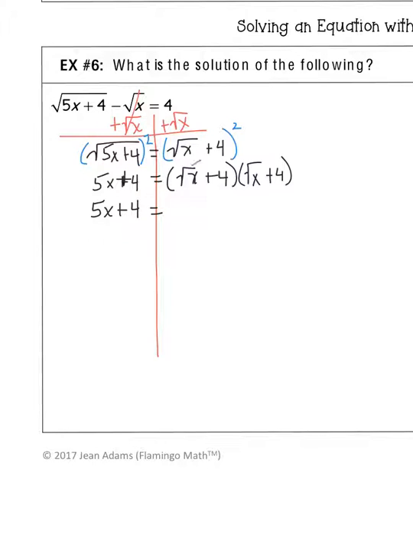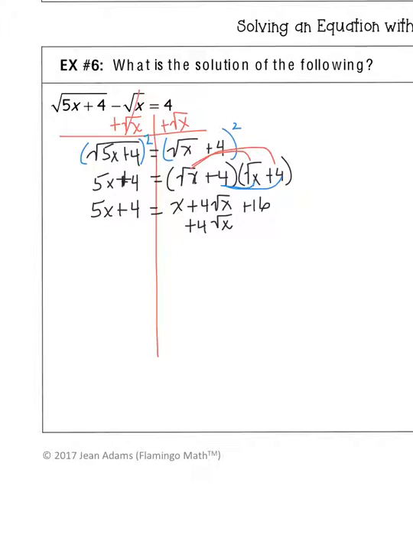So I am going to distribute this radical x to both items in the next parentheses. So radical x times radical x is just x. Radical x times 4 is a positive 4 radical x. Then 4 times radical x is another positive 4 radical x. I'm going to line it up with its like term. And then 4 times 4 is 16.